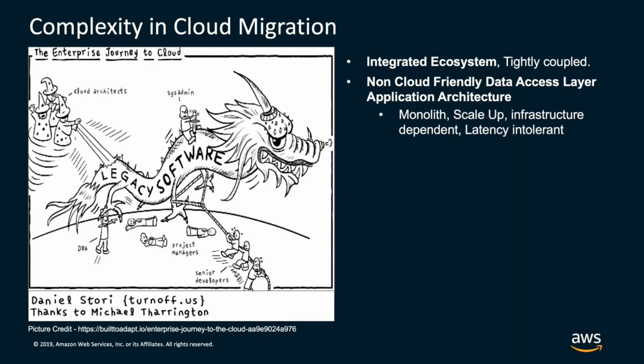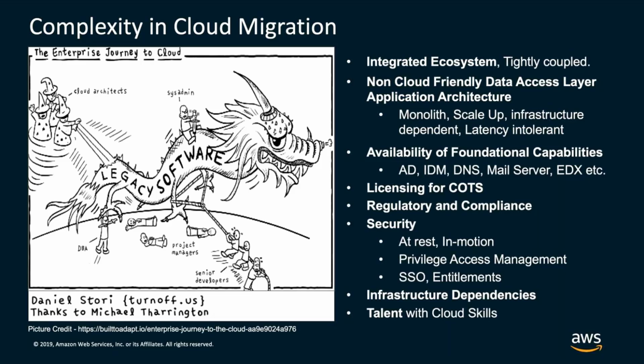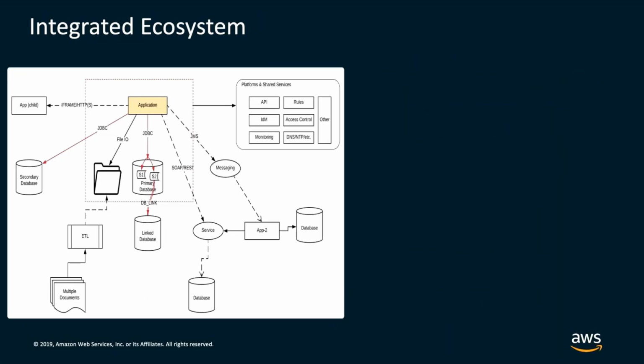The second set of challenges is your non-cloud-friendly data access layers and application architecture. These are the two major challenges that put a lot of restrictions on how you go about defining your plan for migrating your application from on-prem data centers to the cloud. There are other sets of challenges as well that you may face while migrating your applications to the cloud. So let's take a closer look at the integrated ecosystems.